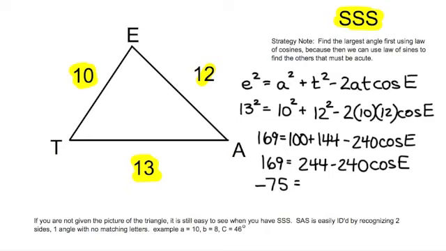What we're going to do is subtract 244 from both sides and get rid of it. We're trying to isolate E. So we subtract 244 from both sides, we end up with negative 75. Then we divide both sides by negative 240. So we end up with the cosine of E equals 75 over 240. Inverse cosine both sides to get E all by itself.